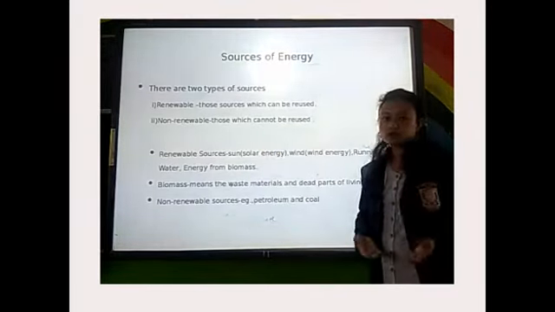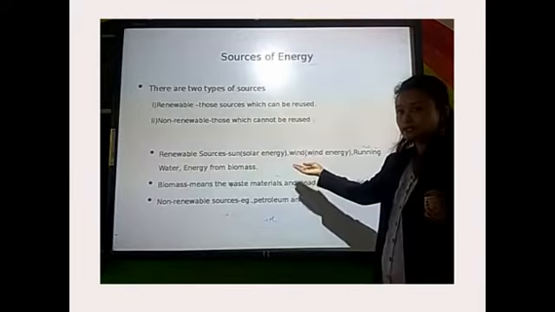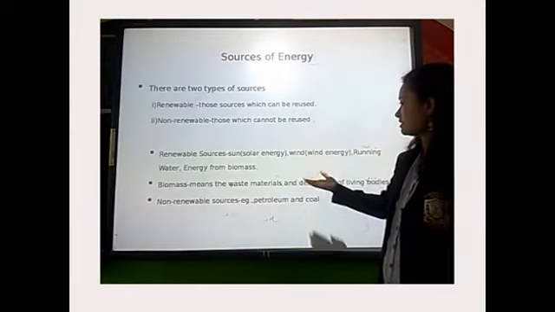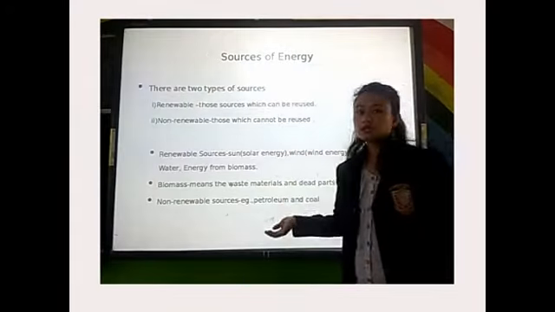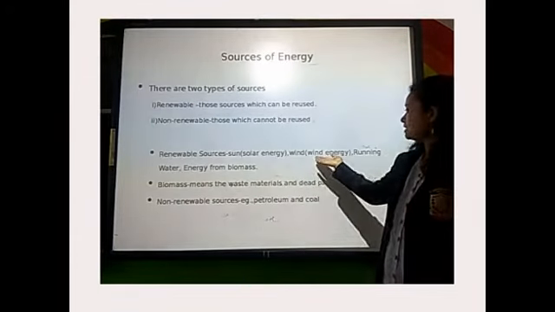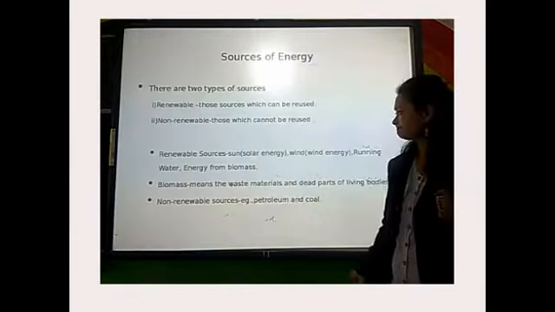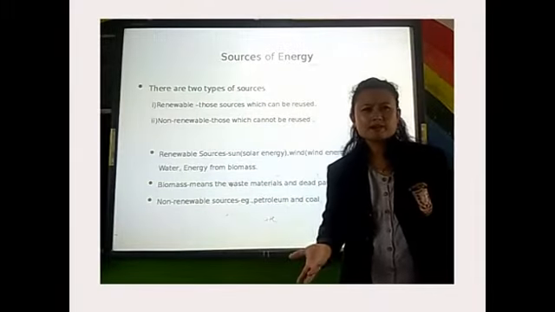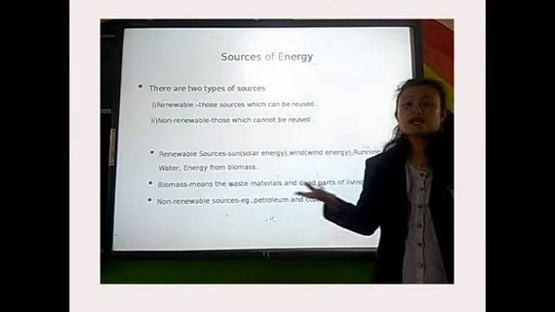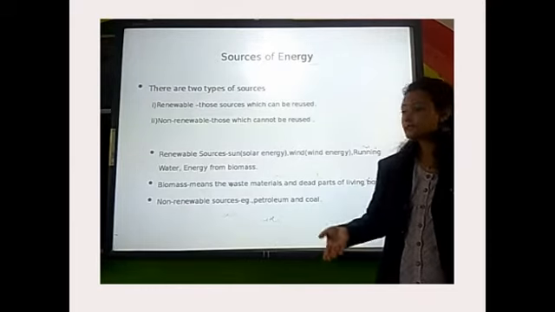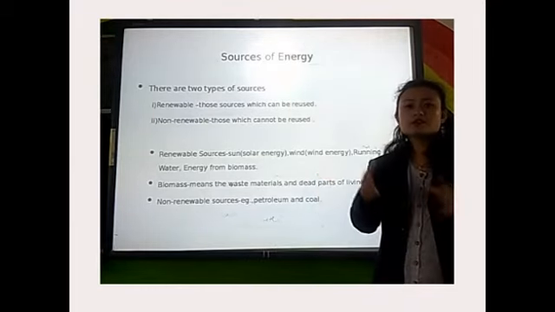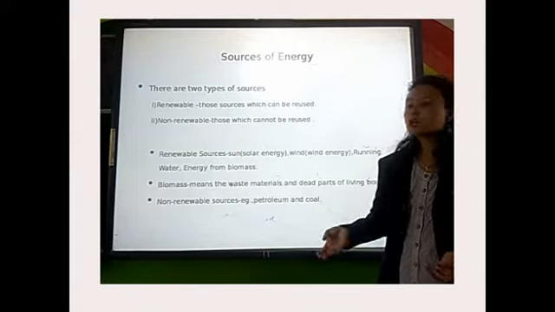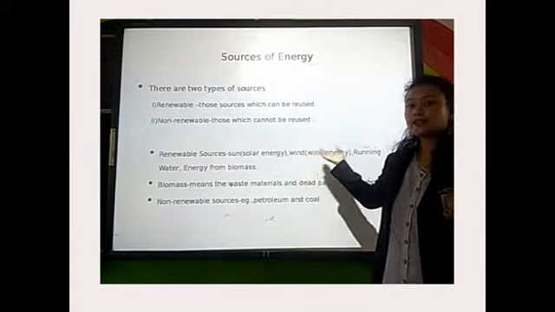The other renewable source is wind. It's a natural source of energy, and the energy that we get from wind is wind energy. For solar energy, we use solar panels, isn't it? As we discussed, plants trap light. Wind also, you've seen wind vanes, windmills, isn't it? So they use wind to create energy.